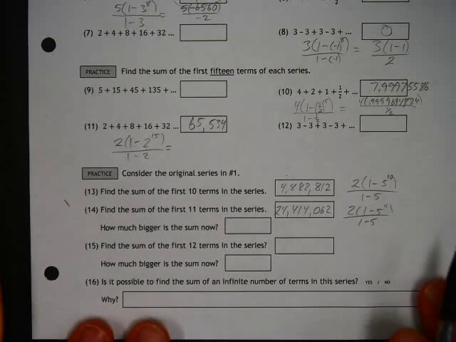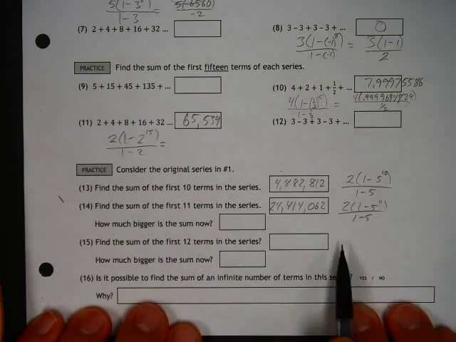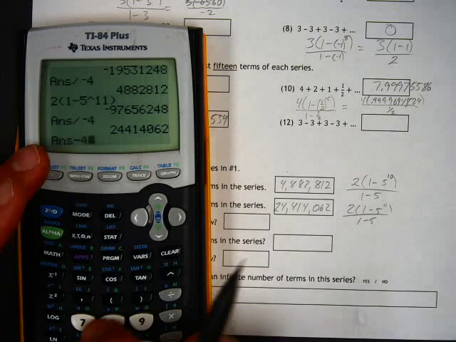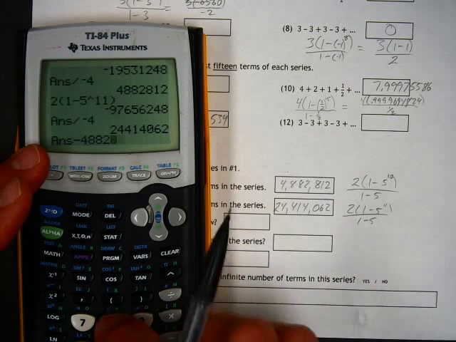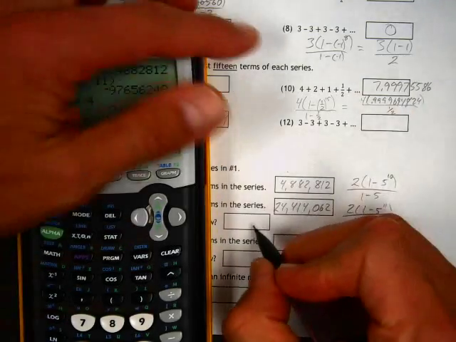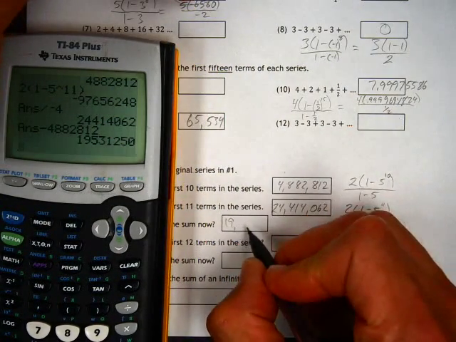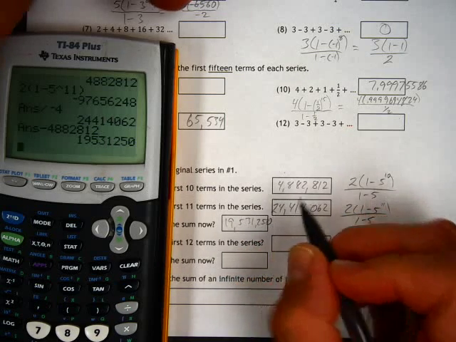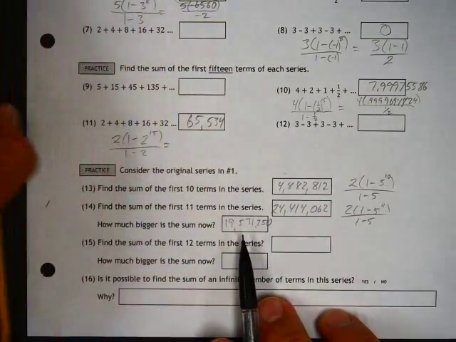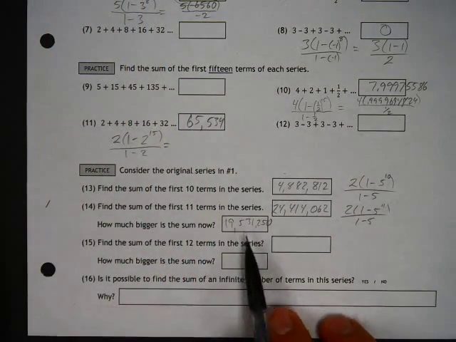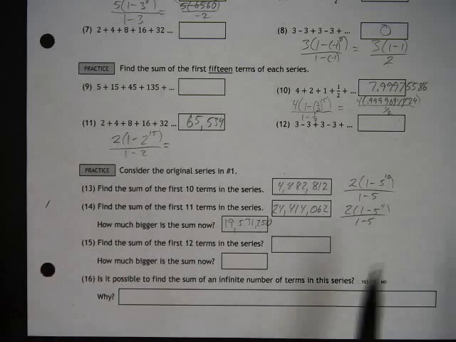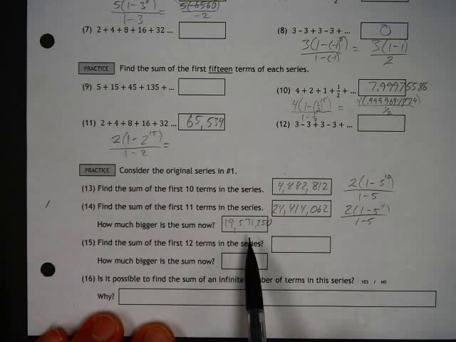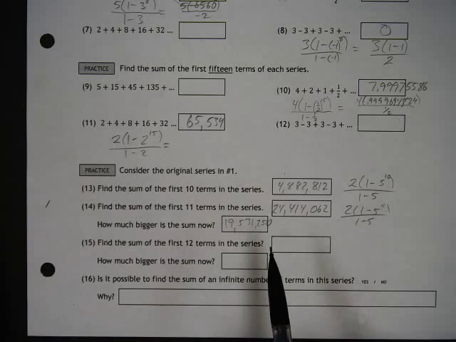Well, is it possible? Here's the question. Boiling down, we keep going through this process. How much bigger is the sum now? You subtract 4,882,812. It's 19,531,250. That's how much bigger it is. And that number basically is 2 to the 11th power. Oh no, it's 5 to the 11th power.